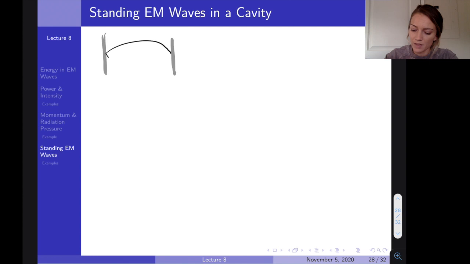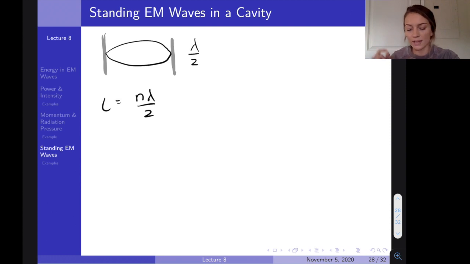So the minimum value we can fit is 1/2 wavelength, and all the other values we can fit are just multiples of that half wavelength. So that means that the length of our cavity has to be an integer multiple of a half wavelength. So n lambda over 2 has to be the length of our cavity. And that means that we can have possible wavelengths. If we solve this for lambda instead, that means that we can have possible wavelengths of this value, 2L over n, where n is just an integer.